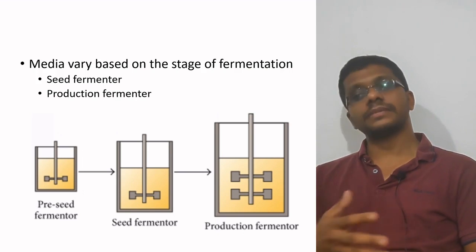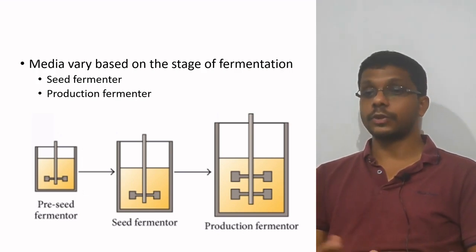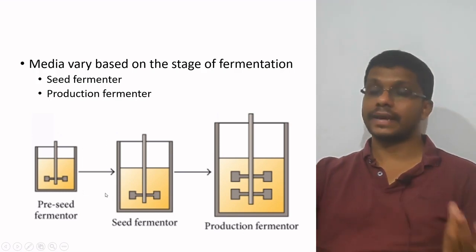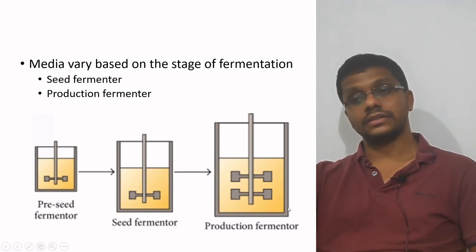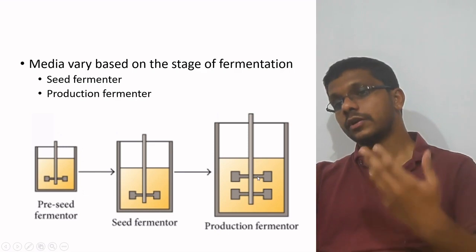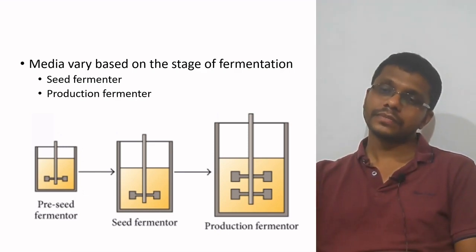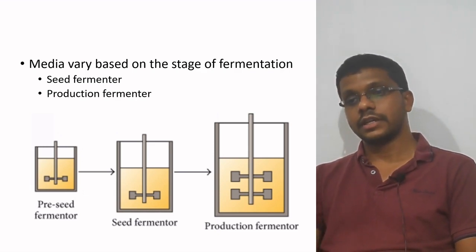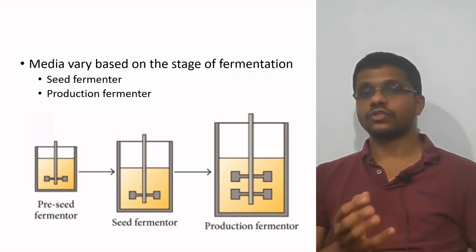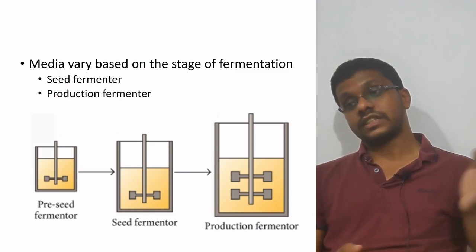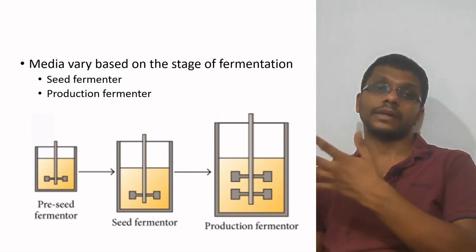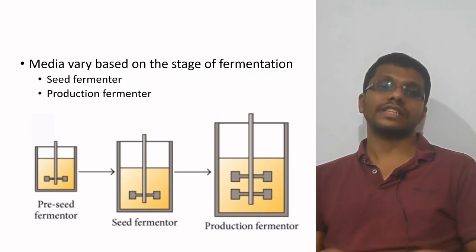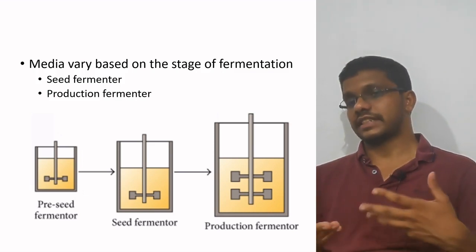And the use of the production fermenter is to produce the product. So the basic aim of the seed fermenter is to expand the inoculum, and the production fermenter is used to get the products. So the media used in the seed fermenter and the production fermenter is totally different. The components in the seed fermenter support the growth of the microorganism, but the components in the production fermenter medium support product formation. So within a fermentation, depending on the stage of fermentation, the type of media used may change.